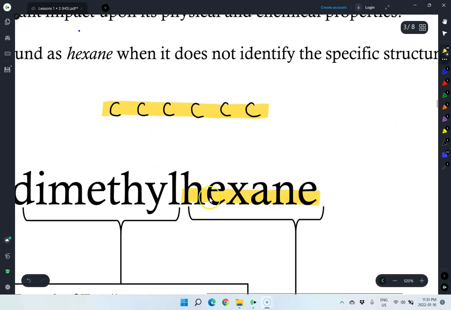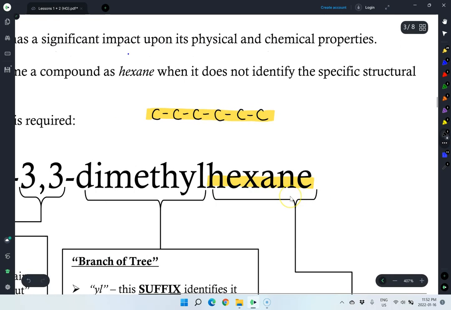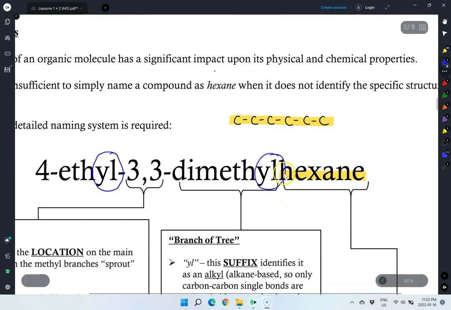So let's start off by drawing out the parent chain. The prefix hex tells me that there are 6 carbons, 1, 2, 3, 4, 5, 6, and that they're all connected by a single bond because of the suffix ane. Now, looking further, we see that there are 2 other components here that have a yl suffix, ethyl and dimethyl. These yl suffixes tell you that these components are branching off from the parent chain.